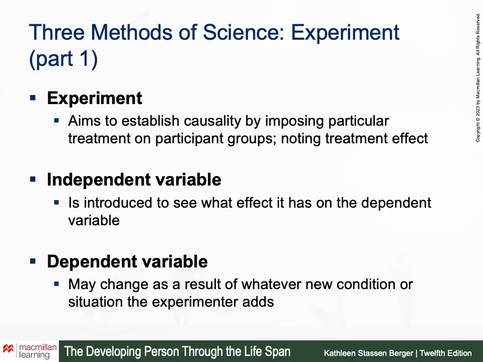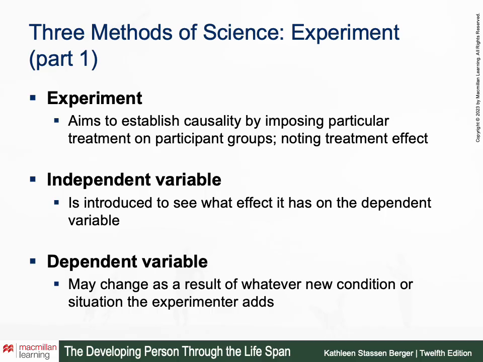Okay, and then we have the experiment. The experiment aims to establish causality by imposing a particular treatment on participant groups, noting the treatment effect. So you have an independent variable. An independent variable is introduced to see what effect it has on the dependent variable. And the dependent variable may change as a result of whatever new condition or situation the experimenter adds.